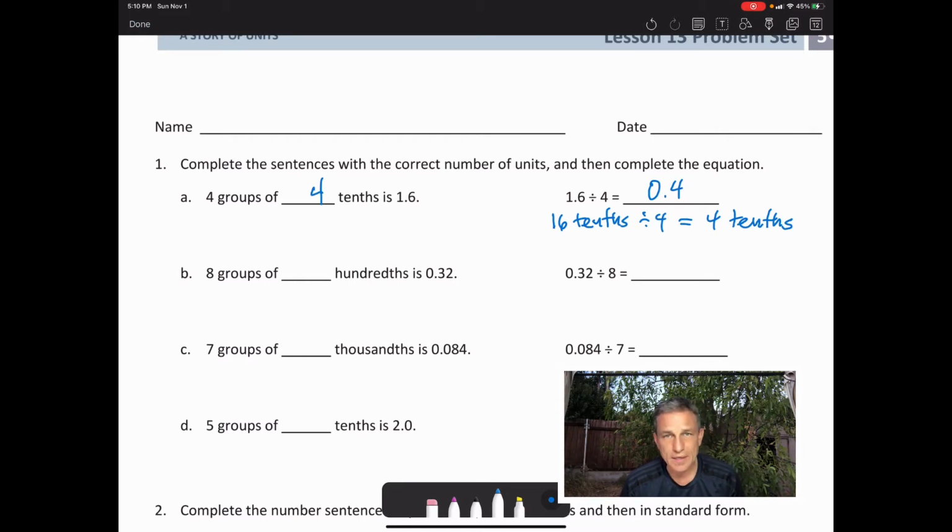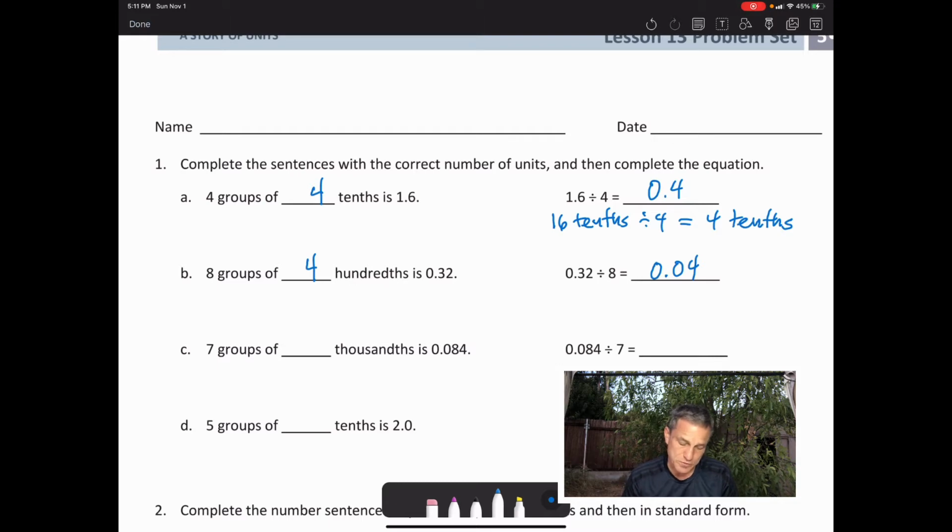All right, for B, we have 8 groups of how many hundredths equals 32 hundredths. So 8 groups of 4 hundredths would be 32 hundredths. So 32 hundredths divided by 8 would be 4 hundredths. So 4 hundredths written in standard form would be 0 and 4 hundredths.